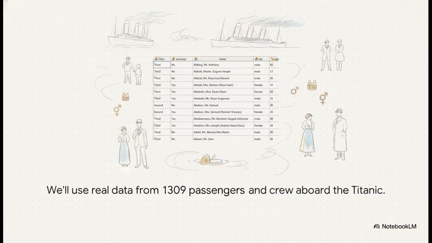working with. So, what we're looking at here is an incredible data set. This isn't made up, it's the real historical record from 1309 people who were on that ship, and most importantly for us, it tells us their gender and whether or not they survived.